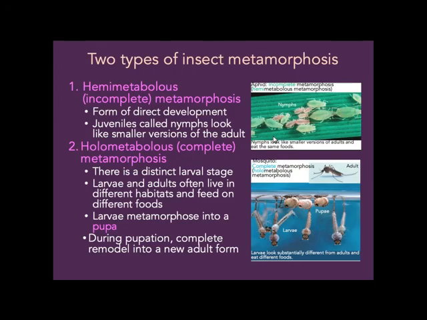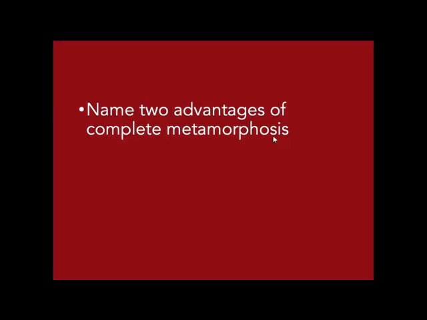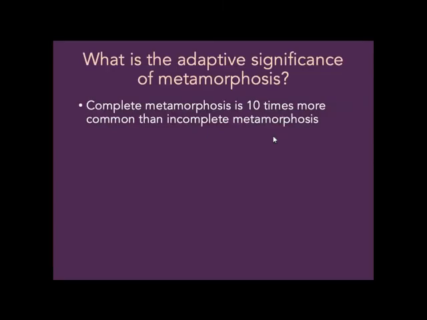So we know that complete metamorphosis is 10 times more common than incomplete metamorphosis, and so we think this could be for one of two reasons. It could be because of feeding efficiency. Adults and juveniles, if they eat different foods, then they're not going to compete with each other. Another hypothesis is based on functional specialization. So for example, as a juvenile, you could specialize on eating as much food as you possibly can, right? And then as an adult, you might not even eat any food, and instead just focus on mating. And this happens with many different kinds of insects.